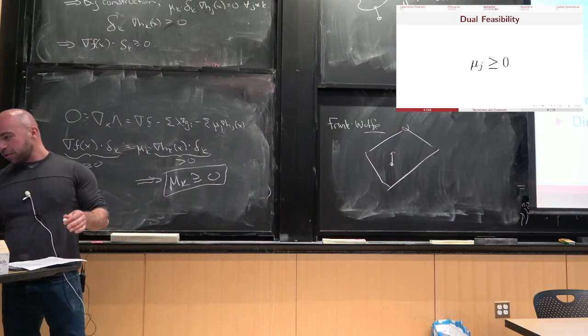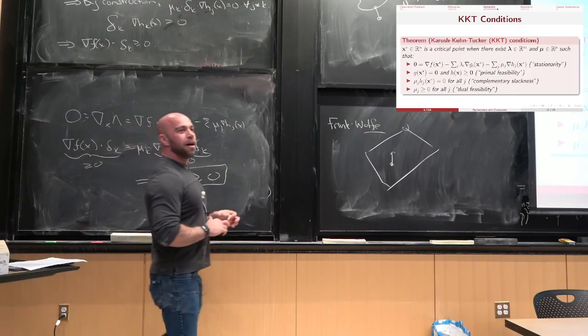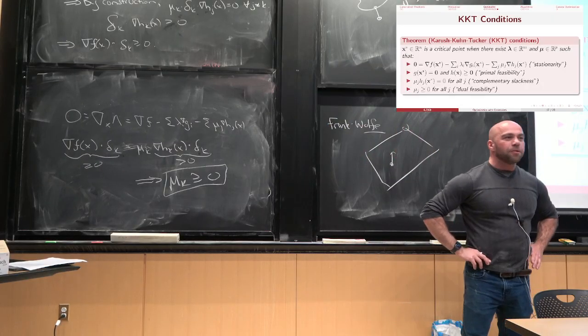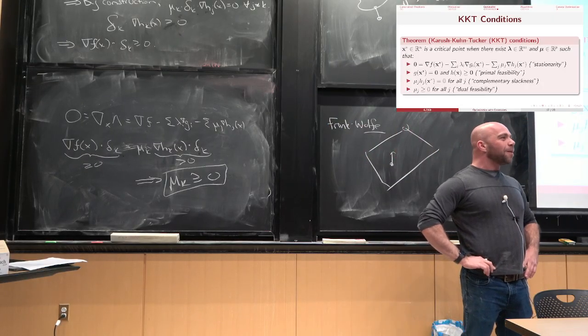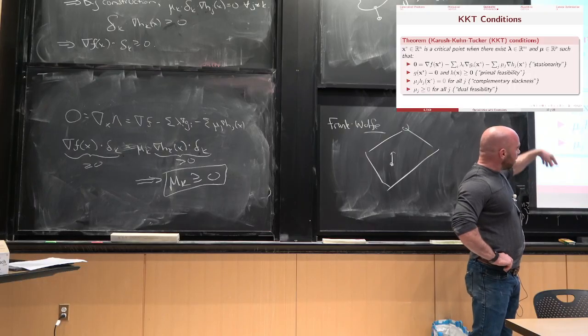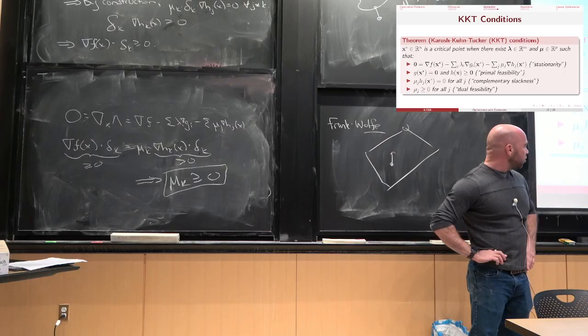That's called dual feasibility. It turns out that these are not only necessary, but they're also sufficient, meaning that to be locally optimal for a differentiable problem in calculus with an inequality constraint, there exist Lagrange multipliers lambda and mu that satisfy all of these things here: stationarity, primal feasibility, complementary slackness, and dual feasibility.